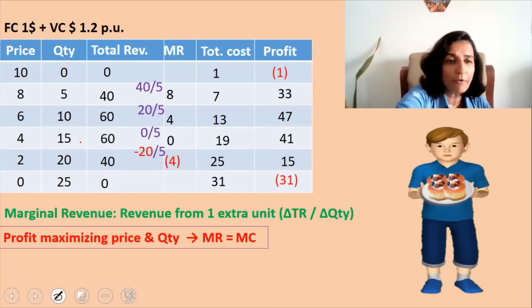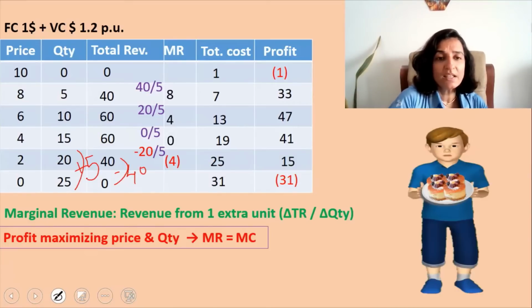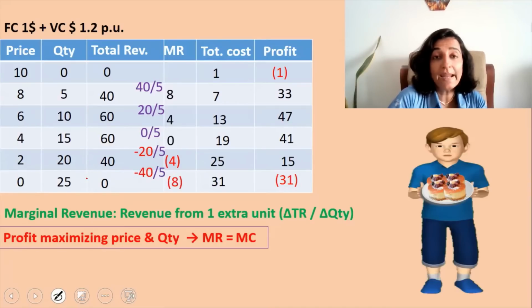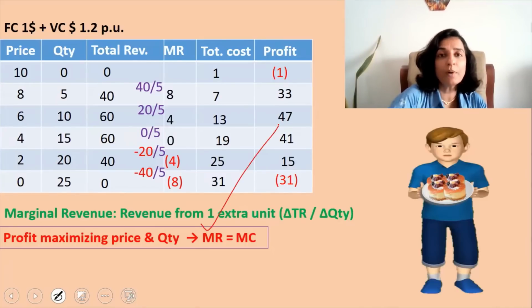Moving forward, 40 to 0, the change is negative 40. And from 20 to 25, it is plus 5 units. So the marginal revenue is minus 40 divided by 5, giving an amount of $8 negative per unit. So the marginal revenue part is complete. Now, what do you mean by marginal cost?